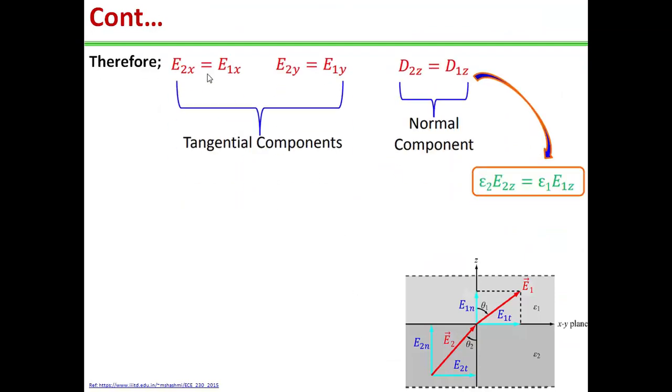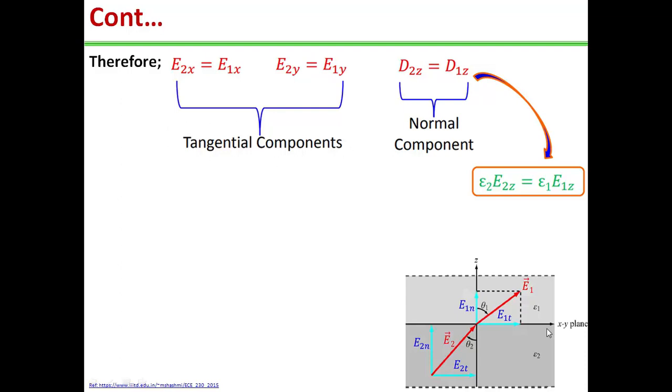Therefore, the tangential component is continuous. According to this figure, the xy plane is the horizontal plane and the tangential component of the electric field lies on that plane. So whatever the components E1x and E1y are, they will be the same for the electric field in medium 2. Therefore we write E2x = E1x and E2y = E1y, and these are the tangential components.